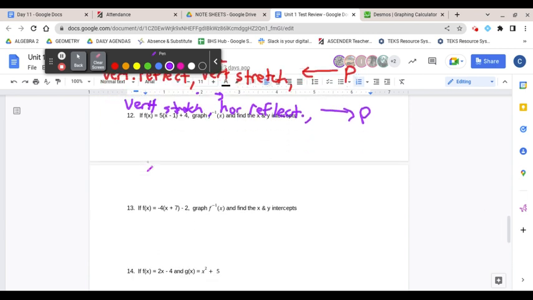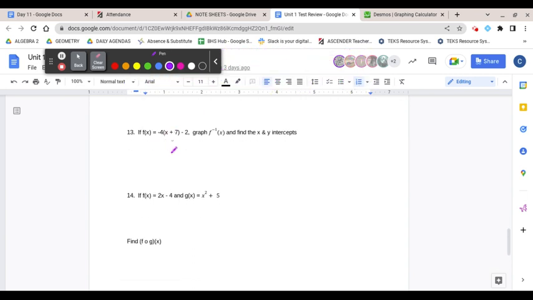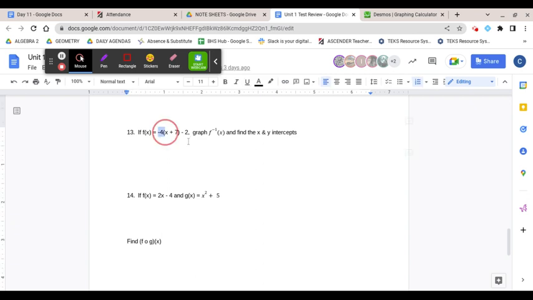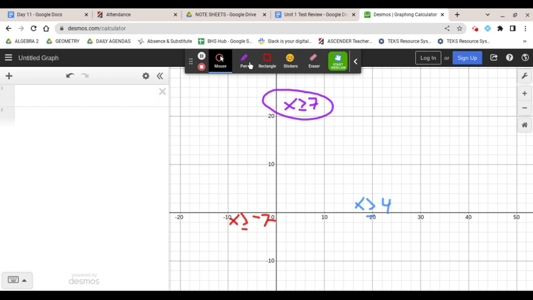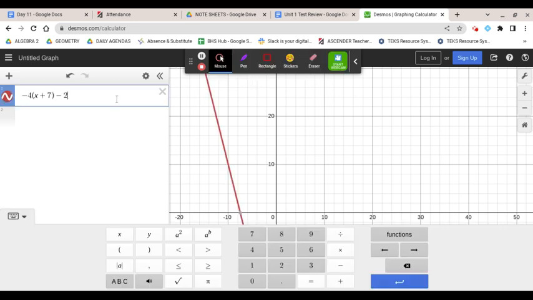Okay. Number 13. If f of x equals -4 parentheses x plus 7 minus 2, graph the inverse and find the x and y intercepts. So this should be a nice simple one right here. So, we go into Desmos right here. If we want to graph the original, we can. If we want to just go straight to the inverse, we can. So there's our original.